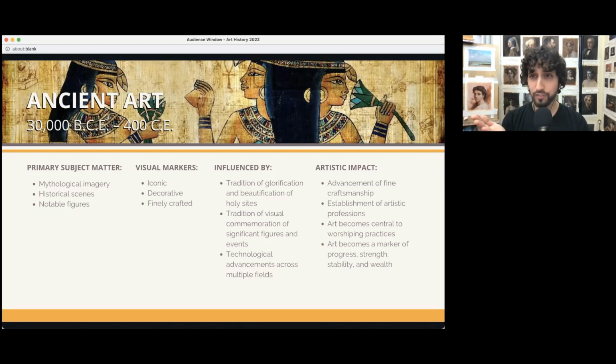And in the world of sculpture, we're getting good at mathematics, so we can build bigger things, more ambitious things. We have carving tools. These technological advancements were huge for advancing ancient art. And as far as the impact goes, as we said, advancement of fine craftsmanship and establishment of artistic professions. So in ancient Egypt, for example, if you were an artist, it was a recognized thing, right?